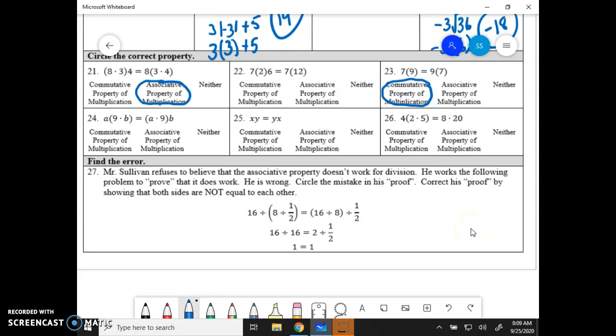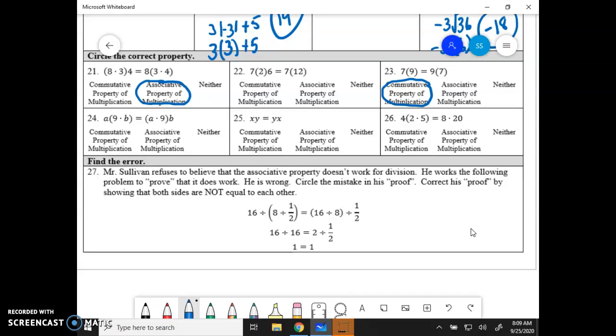Number 27, Mr. Sullivan refuses to believe that associative property doesn't work for division. He works the following problem to prove that it does work. He is wrong. Circle the mistake in his proof. Correct his proof by showing that both sides are not equal to each other. You guys might have forgotten how to divide fractions like this.